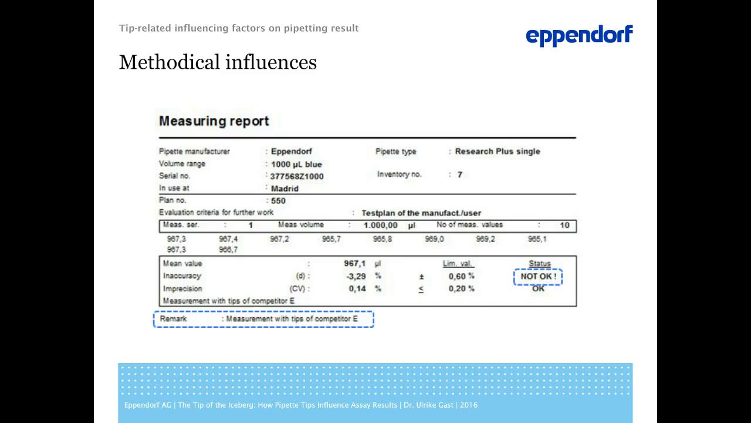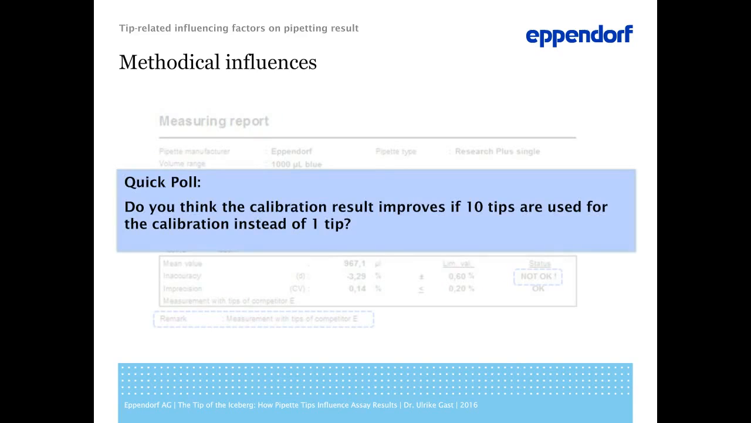So, let's say we repeat the calibration according to the ISO 8655 recommendation. Now we use a new tip for each measurement instead of one tip for the complete calibration. Now, please share your opinion within a quick poll. What do you think? Does the calibration result improve if 10 tips are used for the calibration instead of 1 tip?